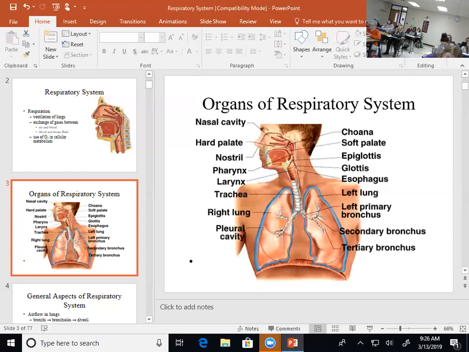And this is referred to as the pleural cavity and the pleural lining. Have you ever heard of pleurisy? Has anybody ever had pleurisy, or been told they had pleurisy? Nobody? Good. Have you ever known anybody who had pleurisy? It's not that uncommon. So pleurisy is going to be inflammation of that pleural lining.